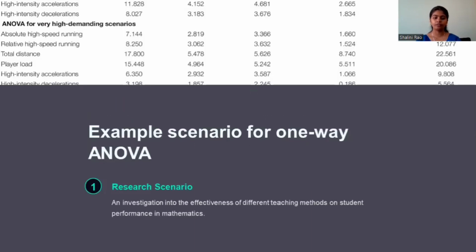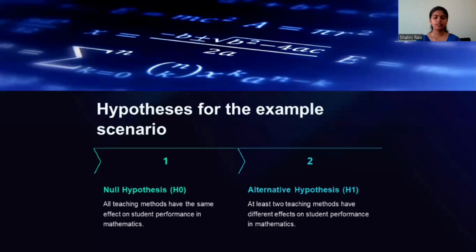Example scenario for one-way ANOVA. Research scenario. An investigation into the effectiveness of different teaching methods on student performance in mathematics. Hypothesis for the example scenario. Null hypothesis. All teaching methods have the same effect on student performance in mathematics. Alternative hypothesis. At least two teaching methods have different effects on student performance in mathematics.